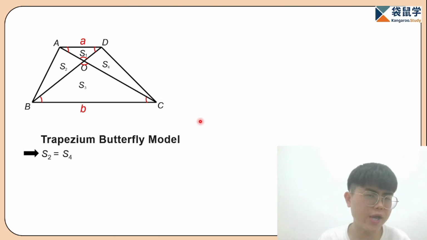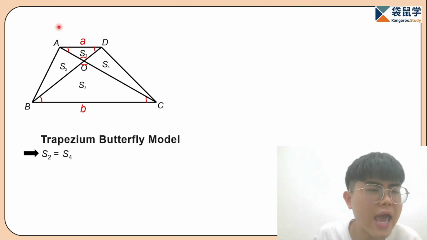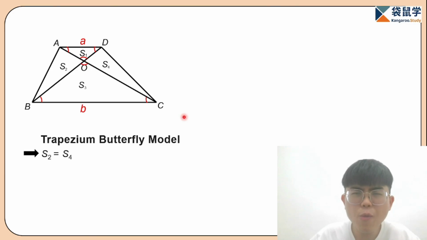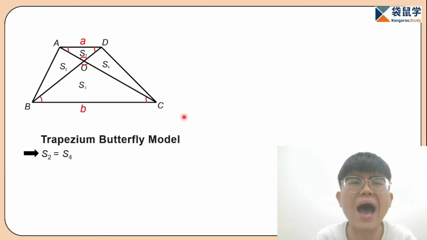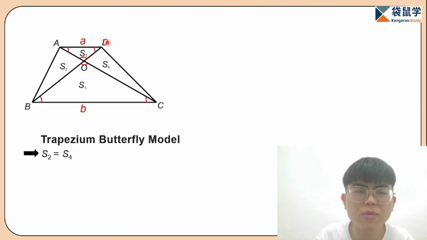If they are similar triangles, now my question is, AO to OC, what will be the ratio? It will also be A to B. How about DO and OB? It will also be A to B.